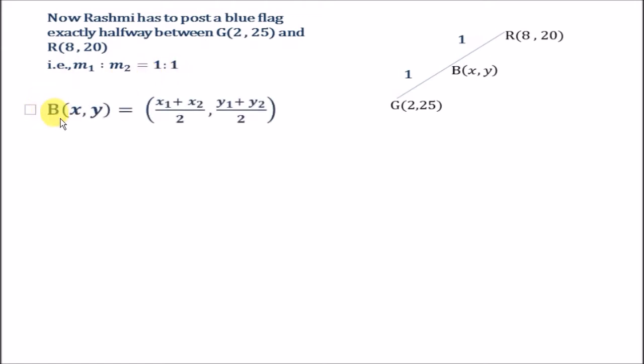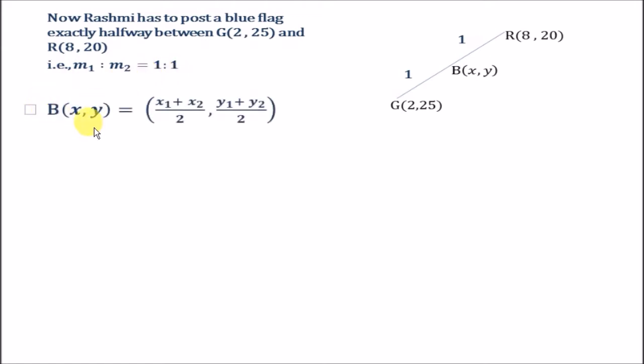Now moving on to the second part of the question. Rashmi has to post a blue flag exactly halfway between the green flag Z(2, 25), we know the coordinates now, and the red flag (8, 20). The blue flag will be at equal distances from the green flag and the red flag. That is m1 is to m2 will be 1 is to 1. Now we need to find the coordinates of the blue flag. Since the ratio is 1:1, we can use the special case, the midpoint formula.